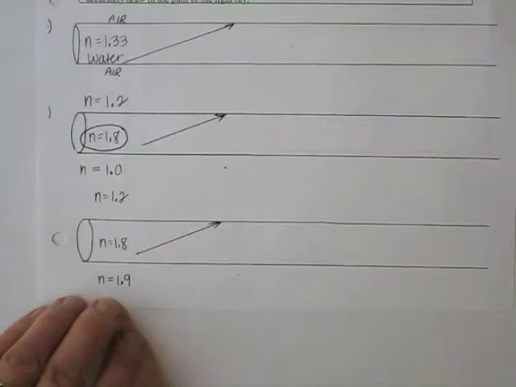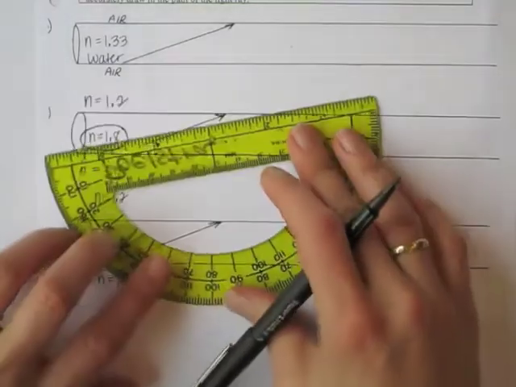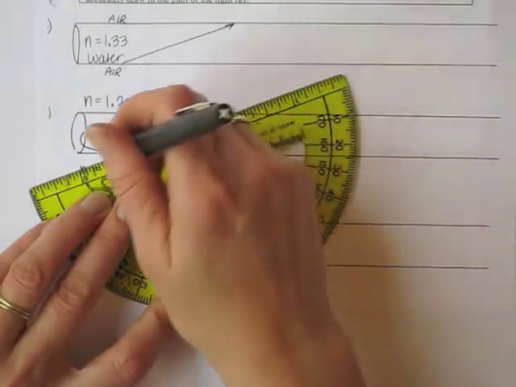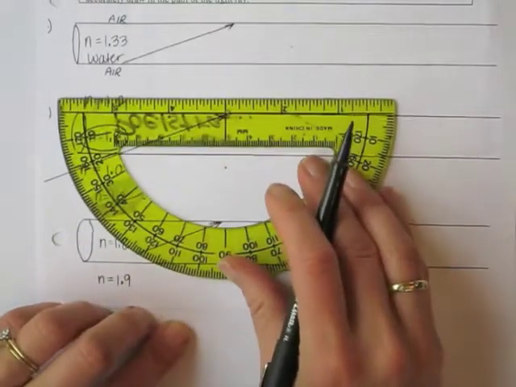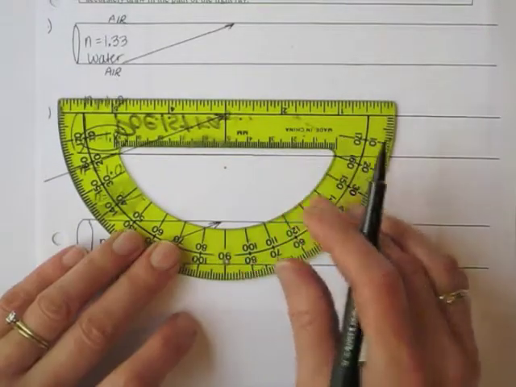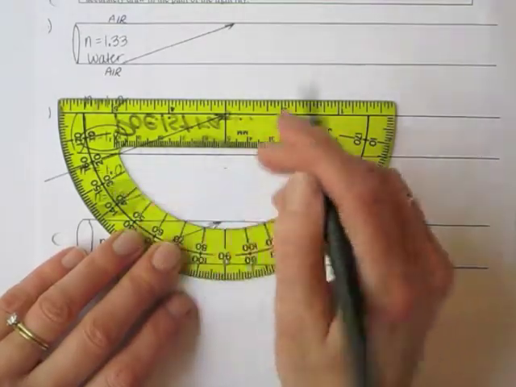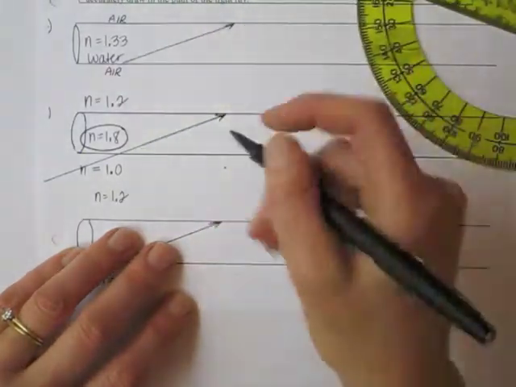First we need to find out the incident angle, and in order to do that accurately I need to extend this light ray. Okay, so about 69 degrees.